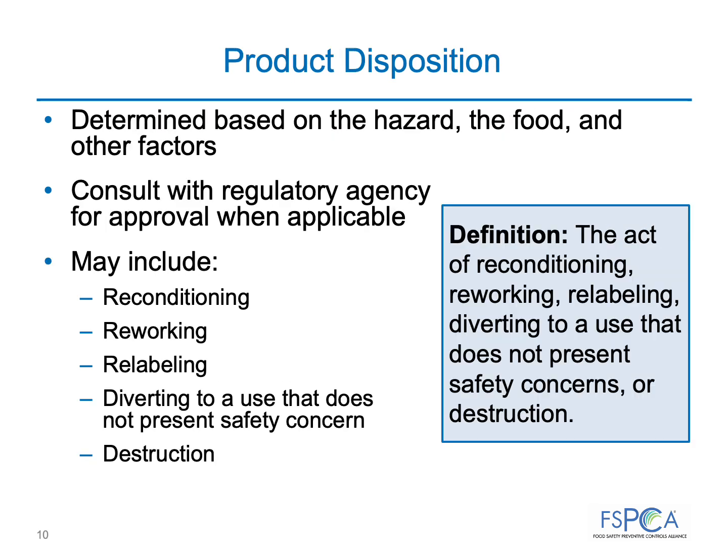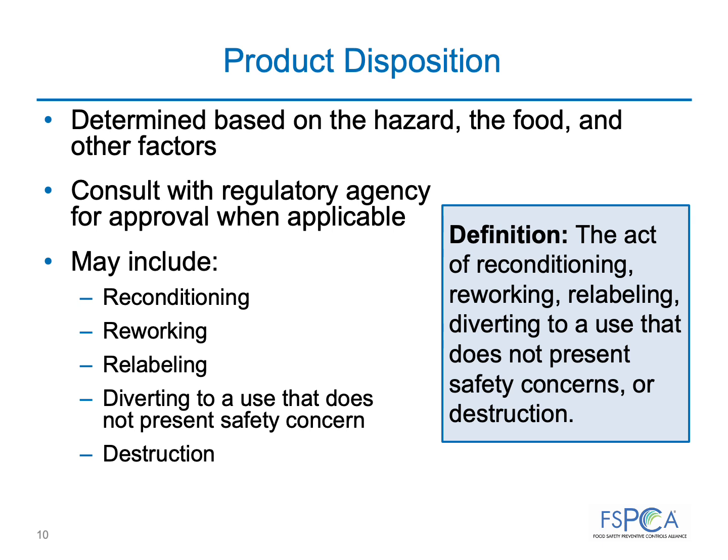The recall plan must include procedures that describe the steps taken to determine the appropriate disposition of the recalled product. Depending on the specific hazard and the product involved, sometimes a product can be reconditioned or reworked to eliminate the hazard. Diverting the product to another use, such as animal food production, may also be an option if it does not present a safety concern to animal health.